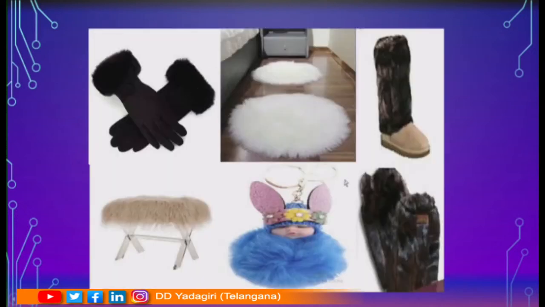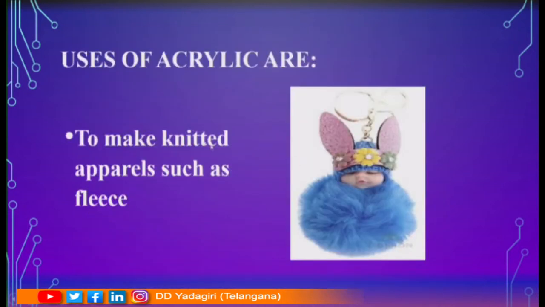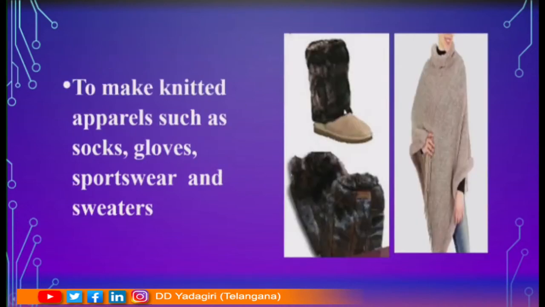Now observe these articles. These are the hand gloves. This is a doormat. These are the shoes. This is a baby keychain which is made up of fleece, tablecloths. These are the hand gloves. Now see these things, they are all made up of acrylic. Let us see what are all the uses of acrylic. To make knitted apparels such as fleece. Now you can see the shoes and the gloves and the sweaters and the jackets and different types of shawls. All these can be knit.